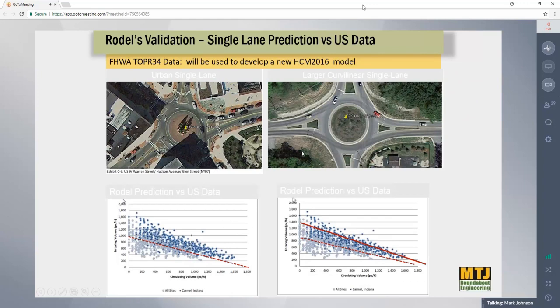When we segregated the data by geometric types, we compared Rodel's geometric capacity line for a smaller single lane roundabout and a larger, more curvilinear style single laner. We find the geometric model is able to better predict the capacity for those two different types of roundabouts. And so that gives us a lot of confidence in the predictive capabilities of Rodel.